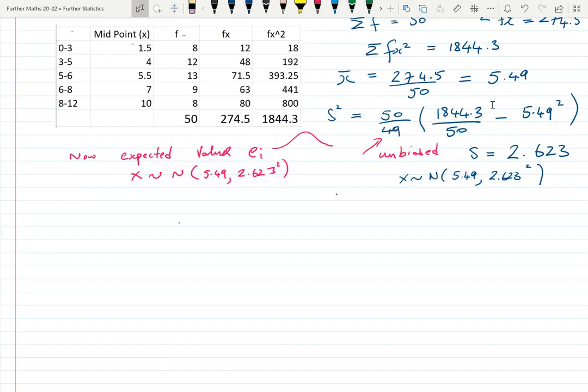Okay, so now we want to work out our expected values. First thing to notice is that it's an infinite distribution, so it's not going to abruptly finish at 0. I know that you might say, well, this data would end at 0, but if we're modeling it as a normal distribution, then we can't have a sudden start or a sudden end to the distribution for the actual model.